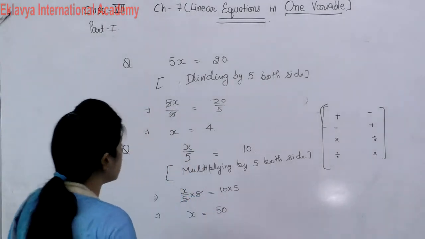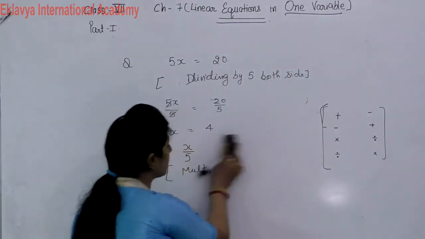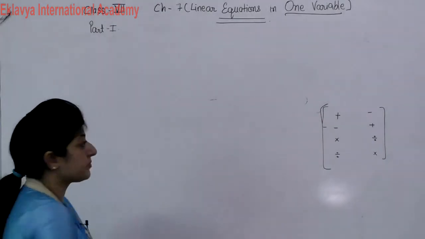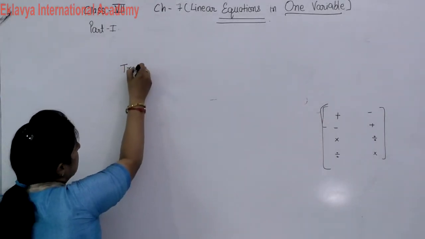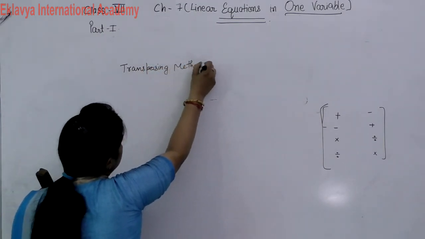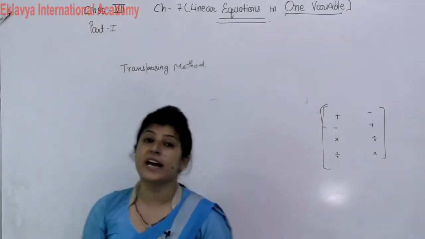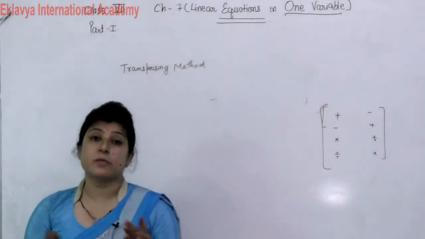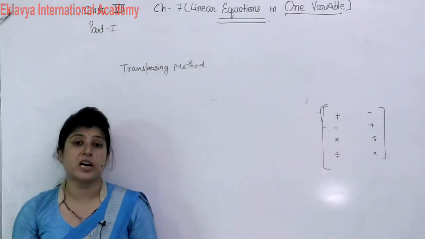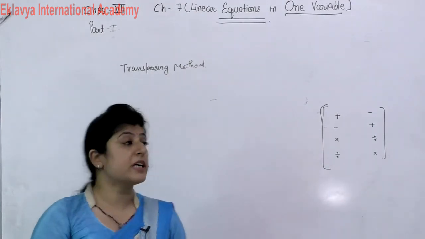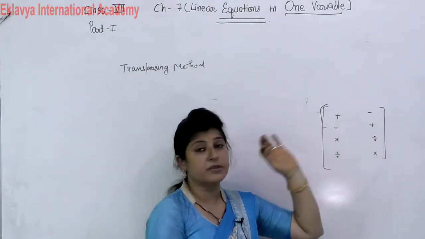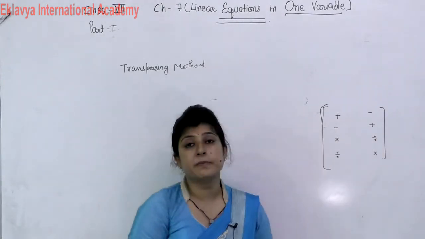Now see the transposing method for these types of simple problems. Transposing method means we are changing things from the left hand side to the right hand side. Whenever we change the side from LHS to RHS, addition becomes subtraction, subtraction becomes addition, multiplication becomes division, and division becomes multiplication.